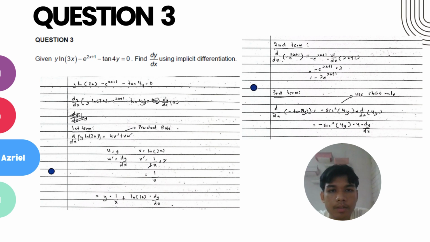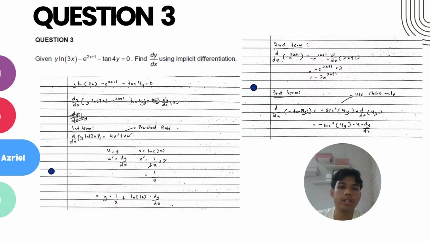For the second term, we can rewrite it by writing d/dx of negative e to the power of 2x plus 1. To differentiate the exponent, first we are going to rewrite what's in the brackets, which is negative e to the power of 2x plus 1. And then we are going to multiply it by the differentiation of the power, which is 2x plus 1. So by differentiating 2x plus 1, we are going to get 2. So we are going to use that 2 to multiply with negative e to the power of 2x plus 1 to get the answer negative 2e to the power of 2x plus 1.